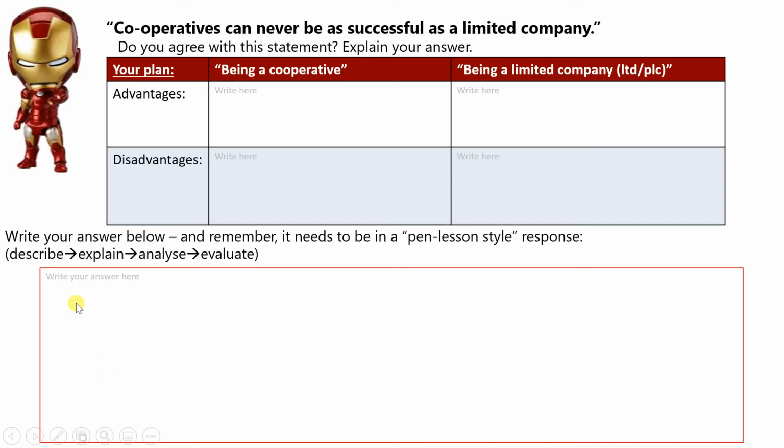And now remember, your response has to build up in the same style we've gone over with the PEN lesson style response, where you start at describe, the simple sentences. Then you move up to explain, so you've got detailed but simple language, simple sentences. And then you're looking at analyse and evaluate, where you're building in the complex connectives that we've spoken about. So have a go at that one.